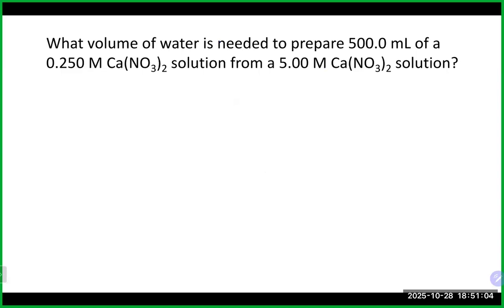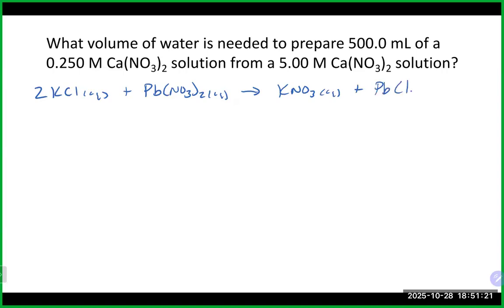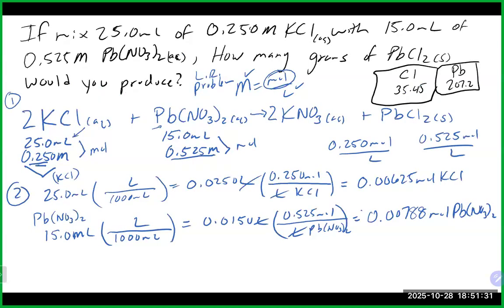So we got 2 KCl plus our Pb(NO3)2, going to make our KNO3 and our PbCl2 solid, and we had some balancing going on there, a 2 there as well. All right, so to figure out our limiting reagent here, we're going to do the little ICE table.